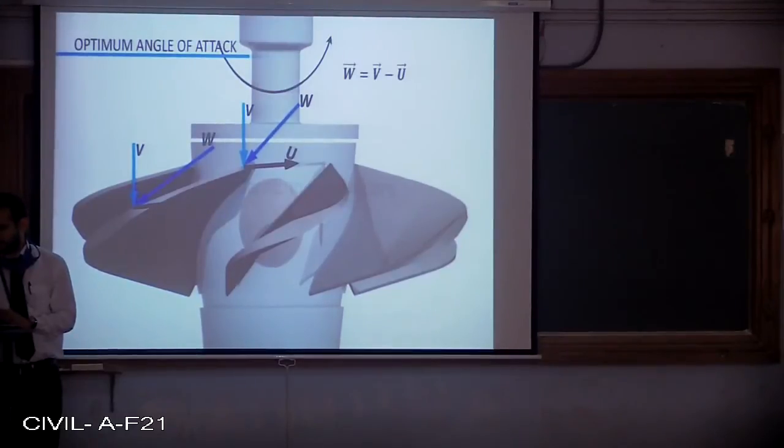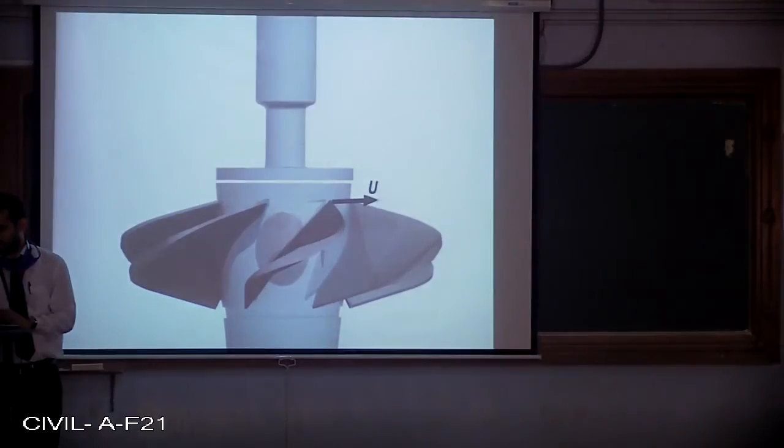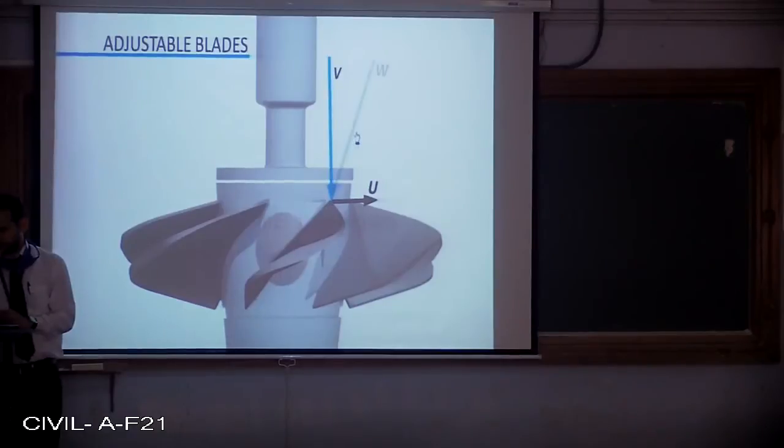With varying flow conditions, relative velocity will change drastically. Kaplan turbine blades are adjustable. When flow rate is high, the relative velocity of flow will be more axial, so blades should pitch vertically.